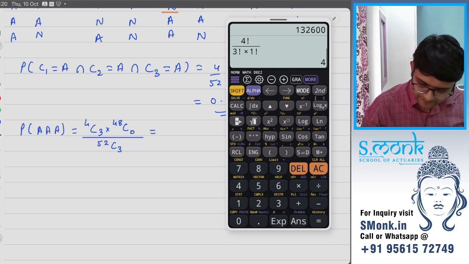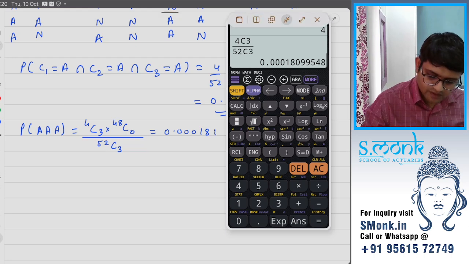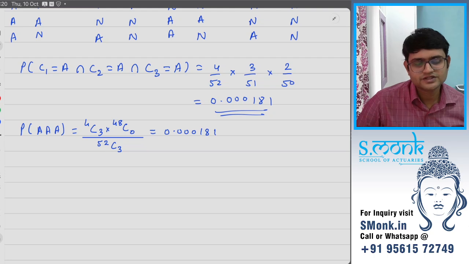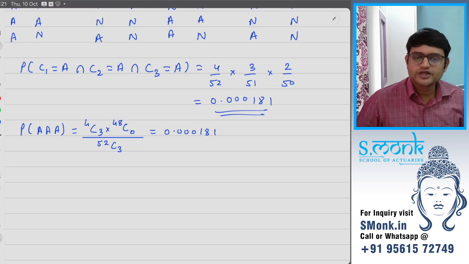So here if I say fraction, 4 shift C3 upon 52 shift C3, I get this, that is 0.000181. And you can see we get directly the answer here. So if we are finding a combination, then we will use combination. If we are finding a permutation, that means if we are finding an arrangement, then we will use permutation.